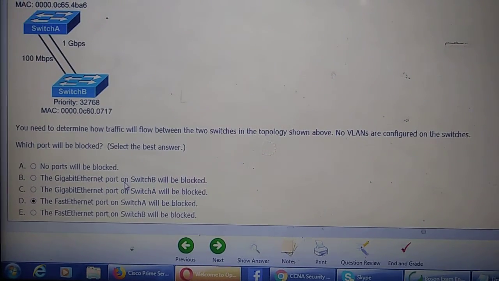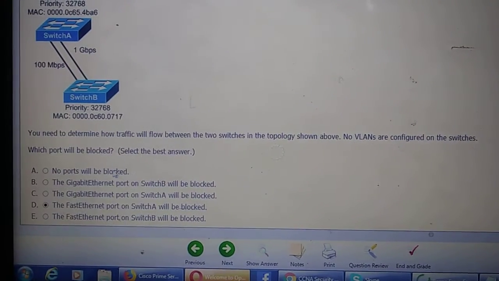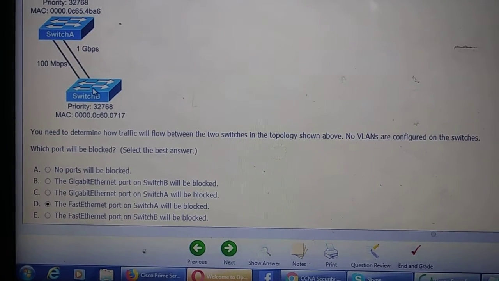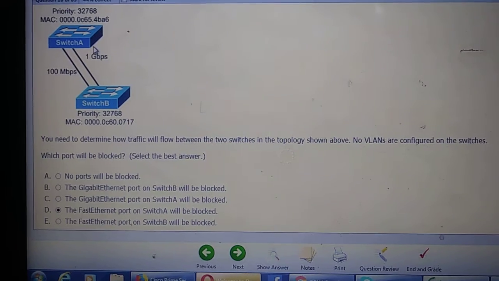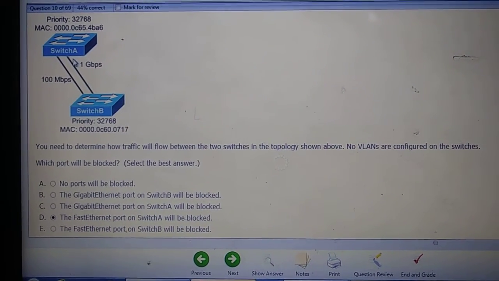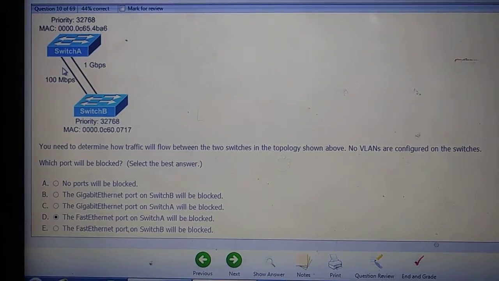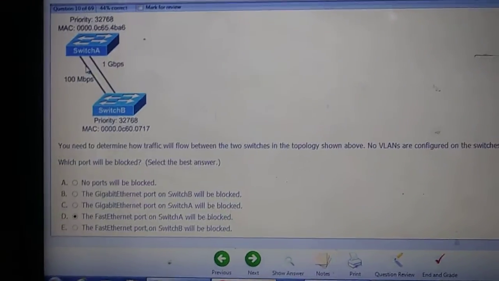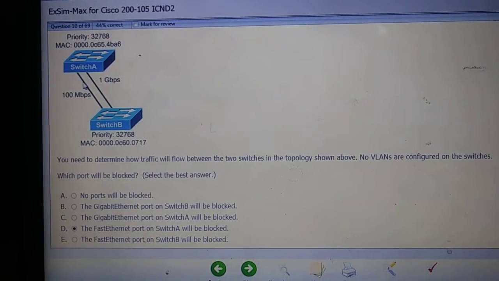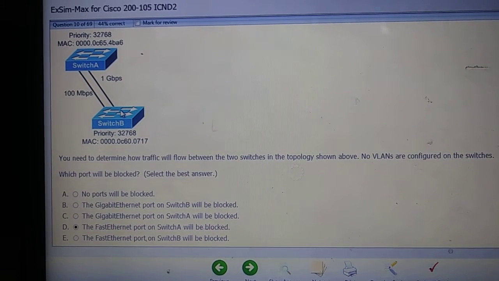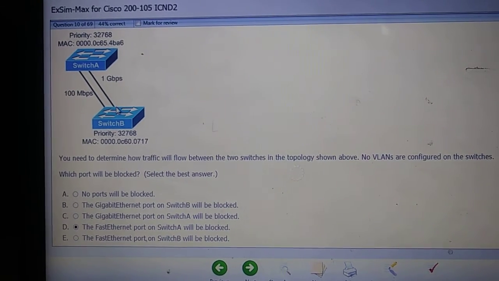The gigabit port on switch B will be blocked? The gigabit port on switch B will not be blocked because they're forwarding ports, right? The gigabit port on switch A will be blocked? If this is a gig and this is 100 megabits per second, then a gig is faster than 100 megabits per second. So that means it will not be blocked. It will be forwarding because it has to forward to get to the root bridge, right? This port right here is the gig port. It will be in forwarding mode.